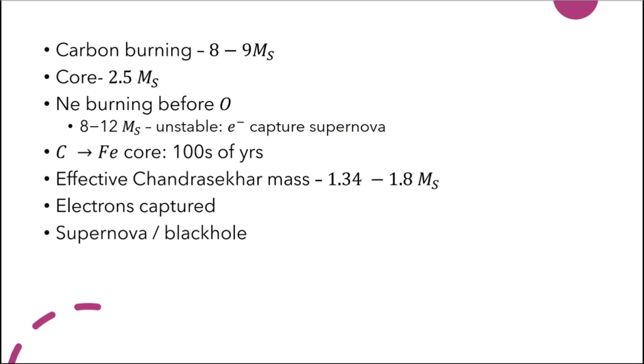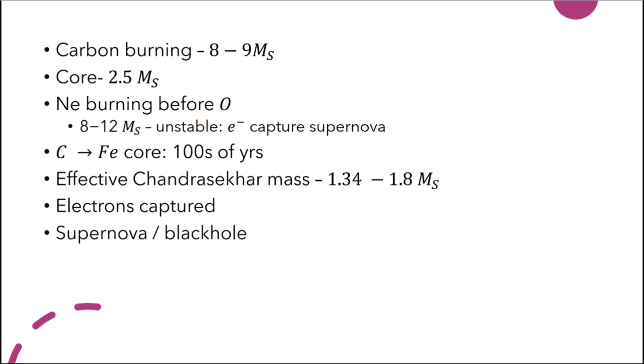Now, the change from carbon to an iron core can take hundreds of years, and of course, I'm talking about iron 56 or sometimes nickel 56 as well. And this goes on until they reach the effective Chandrasekhar mass, which is actually different from the actual Chandrasekhar mass. It can range from around 1.34 to 1.8 solar masses, depending on the metallicity of the star and a lot of other things, the temperature and size of its core. So then electrons are captured because of them reaching the limit, and they can either form a supernova or a black hole depending on its mass.